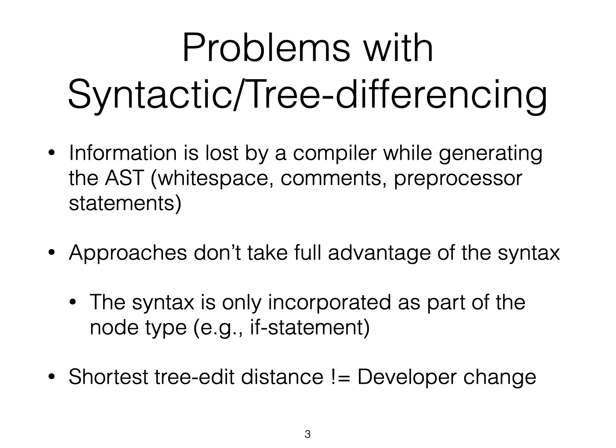Information such as whitespace, comments, and preprocessor directives are generally lost when generating an AST, or ignored completely when computing the delta. Additionally, the approaches do not take full advantage of the language syntax. For example, the syntax is usually only incorporated as part of the node type. Lastly, a major position of this paper is that purely computing the shortest edit tree distance does not equal developers' changes and is the wrong approach to take.